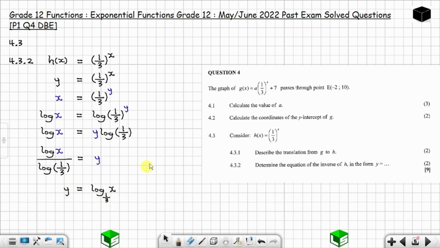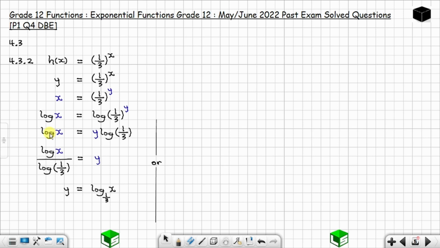Okay, let me show you. Let's say you start from this step. So you have log of x is equal to y log of, instead of 1 over 3, you now have 3 to the power of negative 1. Remember, this is the same as 1 over 3. Instead of log of 1 over 3, you have log of 3 to the power of negative 1. And so this is going to be log x is equal to, you drop the exponent, negative 1, you drop it down, and then you multiply it by this. So it will be negative y log of 3. You can see the negative 1, you drop it, and then you multiply it. Okay, so this is what you get.